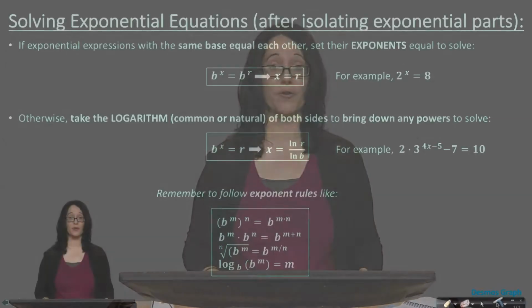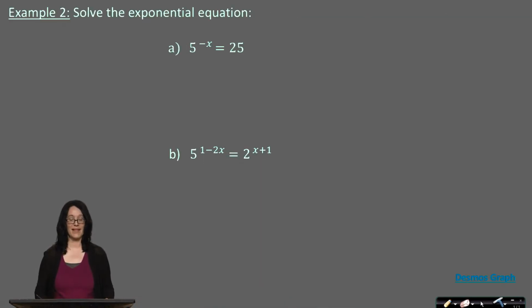All right, so we have another example for you to do on your own this time. Last one. Solve this exponential equation: 5 to the negative x equals 25. Go ahead and do it. You got this.